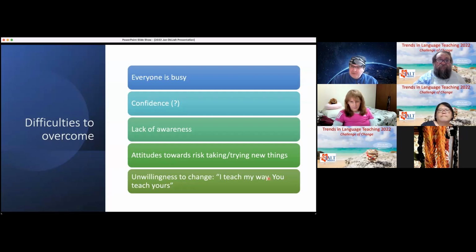So difficulties to overcome: everyone's busy, confidence levels of sharing, a lack of awareness of different possibilities, attitudes of risk, and unwillingness to change. Like once I was told, I teach my way, you teach yours, and that's fine.